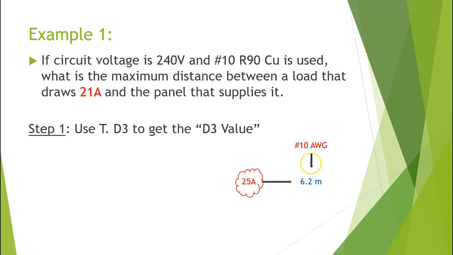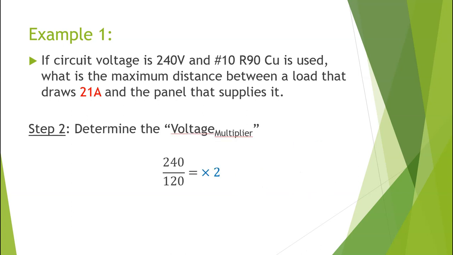The intersection at number 10 AWG gives us a D3 value of 6.2 meters. That is my base number that I'm going to now multiply with a voltage multiplier based on the fact that my circuit is 240 volts, whereas the actual table is only based on 120. So I'm able to go twice as far as the table is telling me. So I take my 240 divided by 120 and I get my times 2 multiplier.